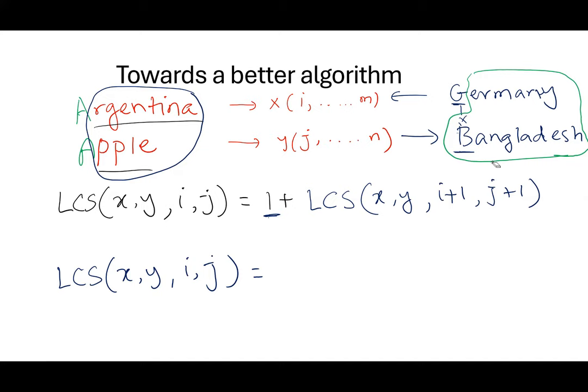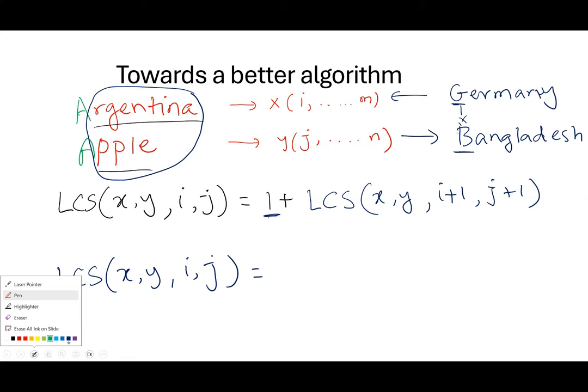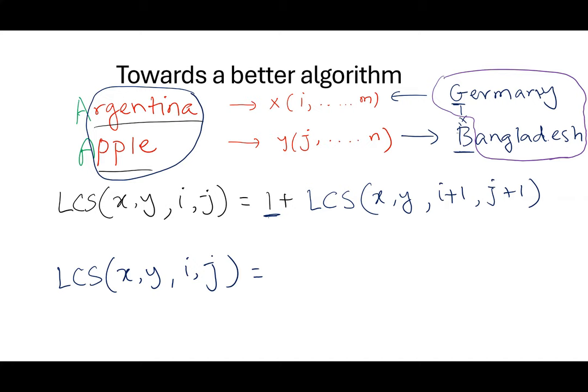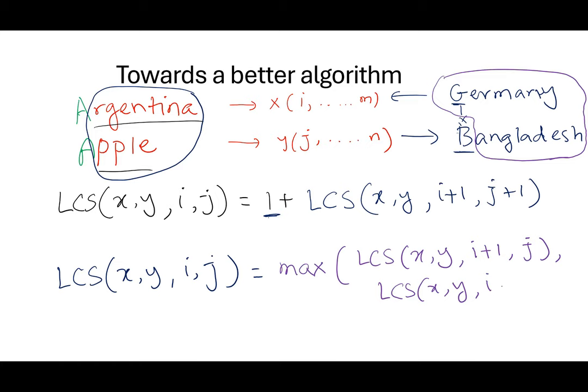Probably we'll get a better match here. Or you can try to find the match between Germany and the rest of Bangladesh, right? Can I say that? So whichever suits you the best. So can I say it's the max of LCS of X, Y, the same string, but one of them will go to the next index, or LCS of X, Y where I take the whole of X but start at index j plus one in Y. Can I say that? Does it make sense?